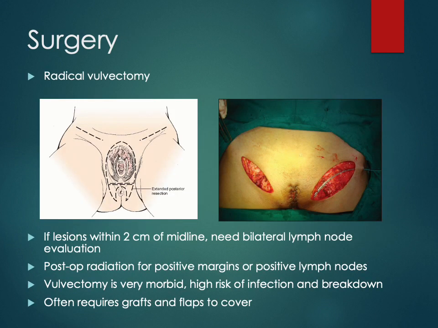The surgery that we do for early disease is typically a radical vulvectomy. The one common question is about when to decide which lymph node beds to sample. So if the lesion lies within 2 centimeters of the midline, you need bilateral lymph node evaluation. That's important to remember. And post-op radiation for positive margins or positive lymph nodes is employed.